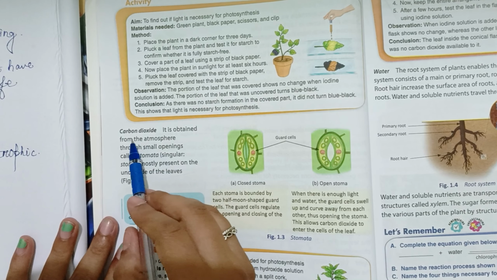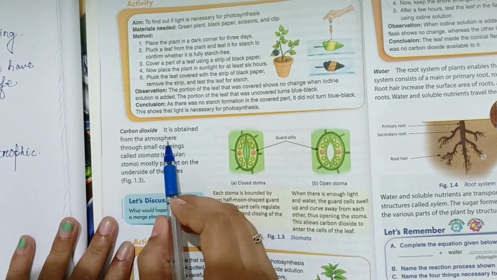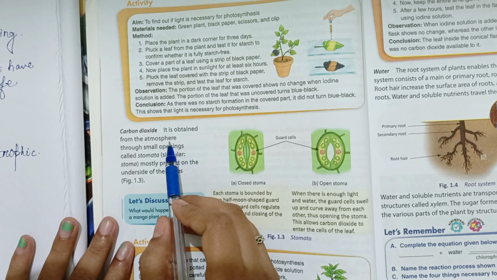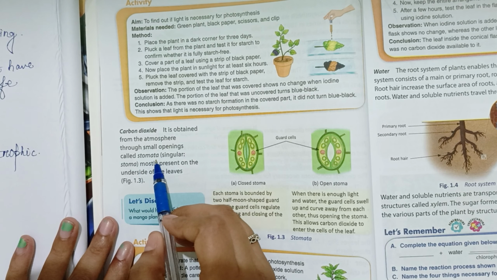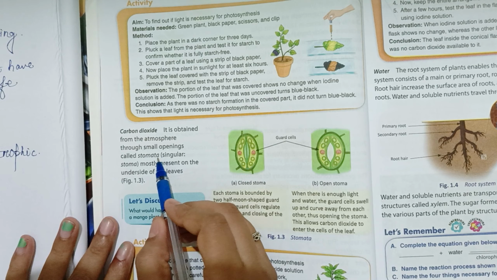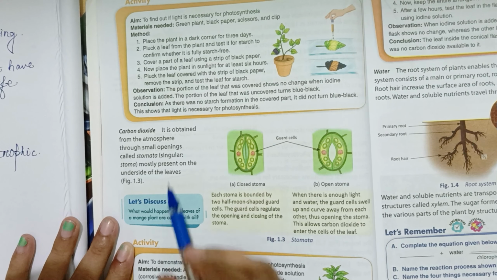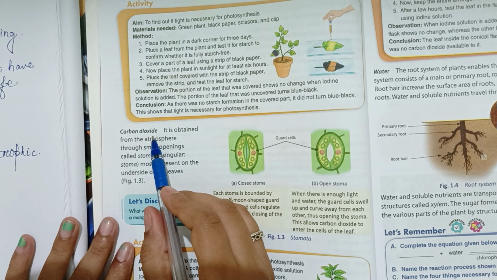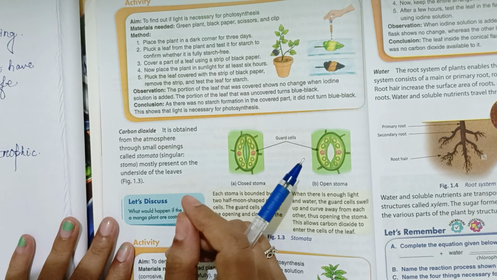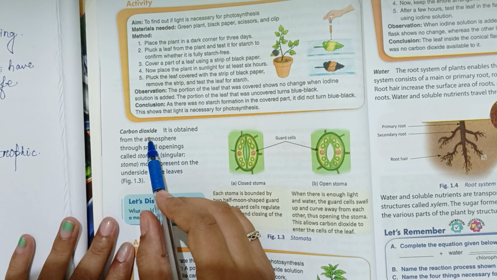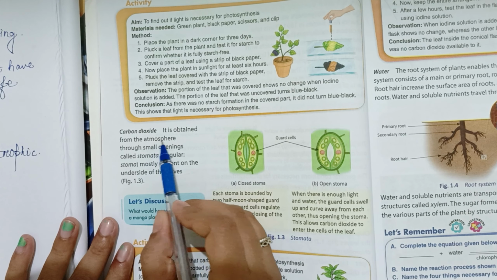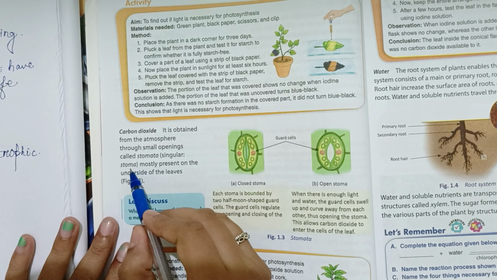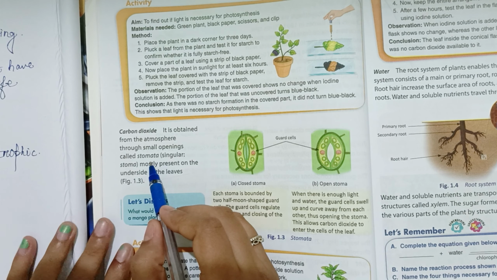Next, carbon dioxide. It is obtained from the atmosphere through the small openings called stomata, which is a very important question. How are the leaves absorbing the carbon dioxide? Obviously they must be having small pores, right, through which the carbon dioxide is absorbed. Those small openings or small pores in the leaves are known as stomata. Singular we call it stoma, plural it is known as stomata.